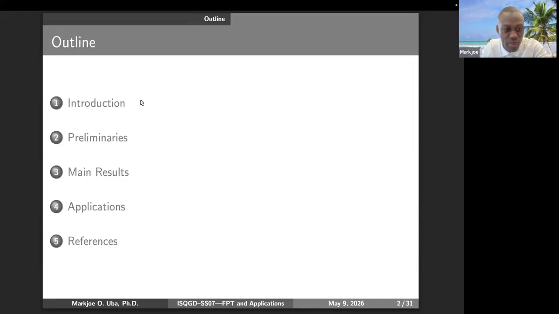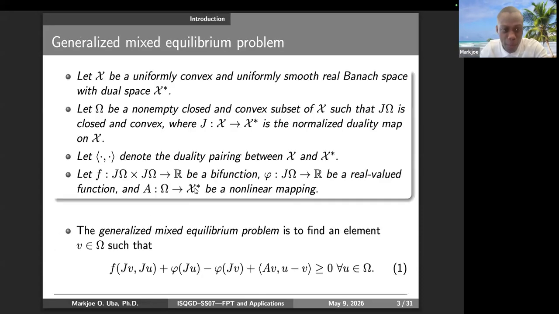The thing I'm going to present will be, I'll start with the introduction just to define the basic things we need, and then I will state some results like lemmas we used in the main results. Then I will quickly go over the applications and then show you some references with respect to this work. Okay, so we're going to talk about the generalized mixed equilibrium problem first.